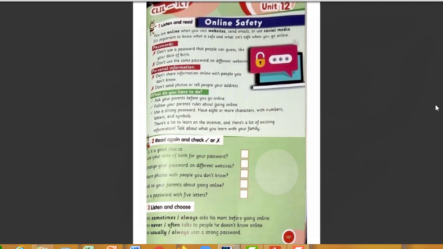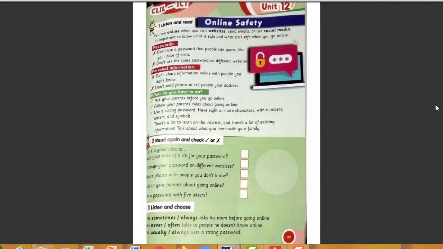Online safety. You are online when you visit websites, send emails, or use social media. It's important to know what is safe and what isn't safe when you go online. Okay.